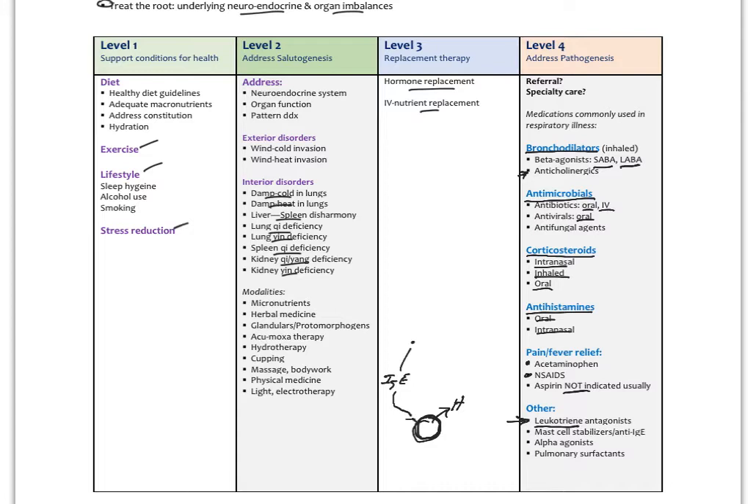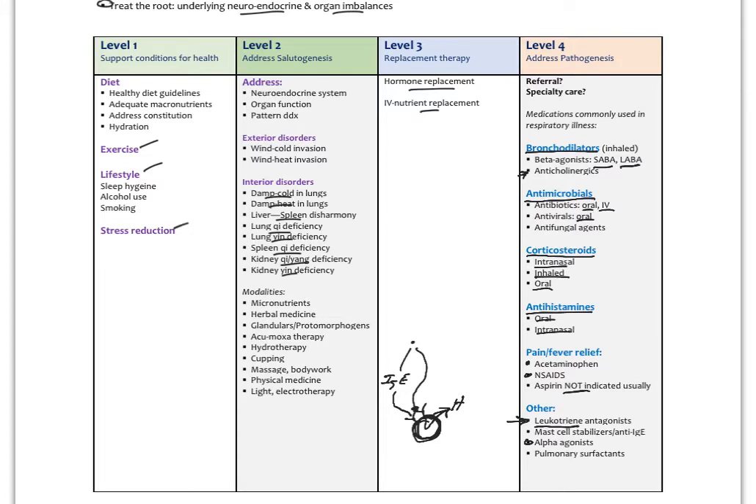Actually, you need two of them to lock on to the mast cell. When they join together, and when that antigen binds to this site, that's what tells the cell to release histamine. So the mast cell stabilizers stabilize that to prevent the histamine being dumped out. So there's a class of medications for that. Alpha agonists constrict the blood vessels. Primarily, we're thinking about those in the nose.